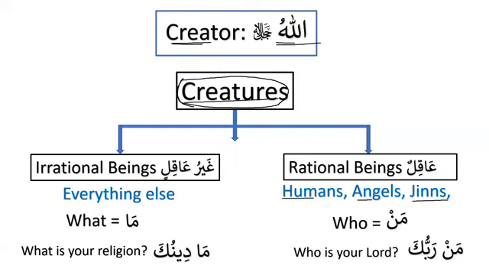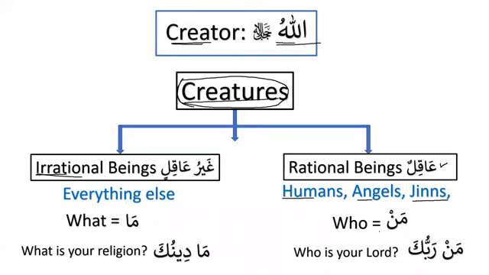And when we talk about the creation, we say that humans, angels, and jinns are in the category of aqilun. They are rational beings. And everything else, as we can see over here, everything else is ghayru aqilin. They are irrational beings. So there are only three rational beings: humans, angels, and jinns. And the rest of the creations or creatures, all of them, everything else is ghayru aqilin, as we can see over here.